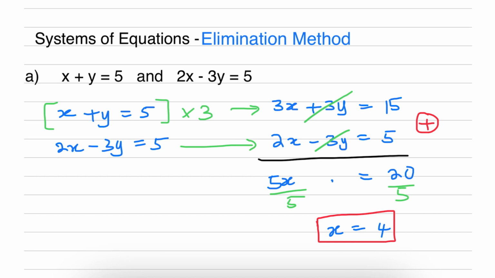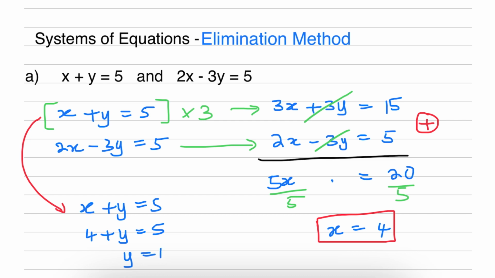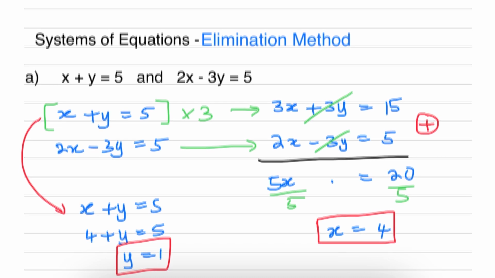Now that you know what x is equal to, use this first equation, this equation that we started with. So let's think about it. If x is equal to 4, what is y equal to? Because x plus y must be equal to 5. So that must mean that y is equal to 1. And here is your answer for y.